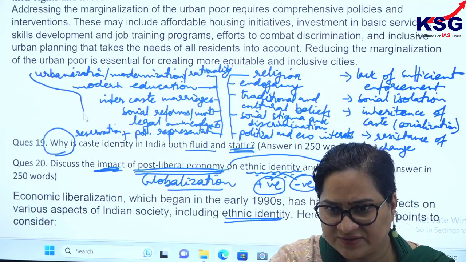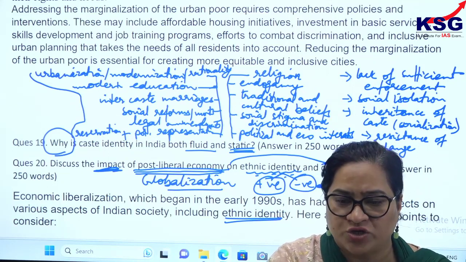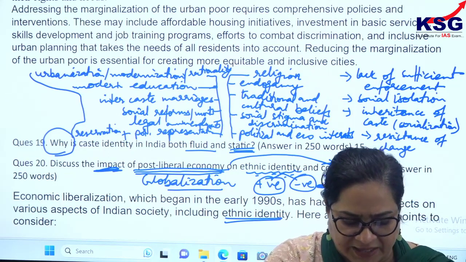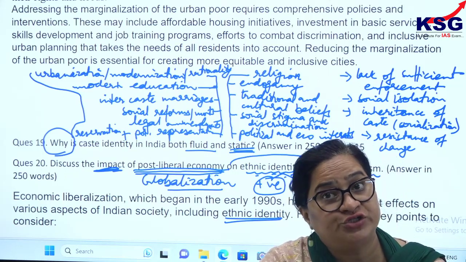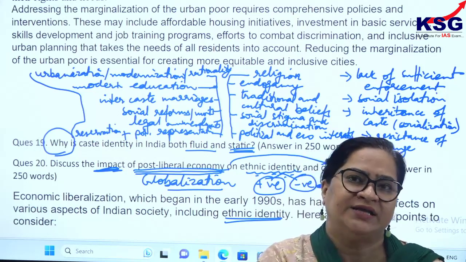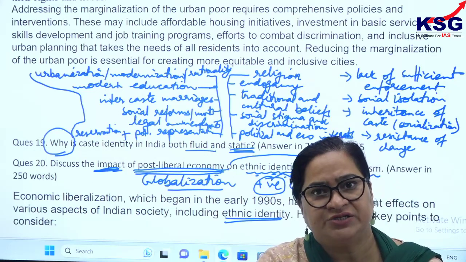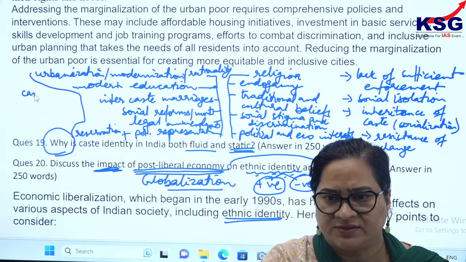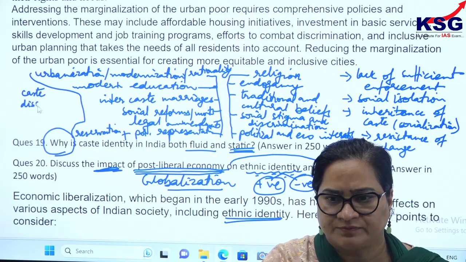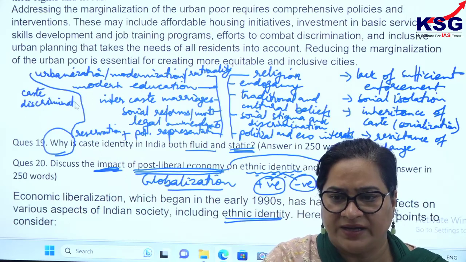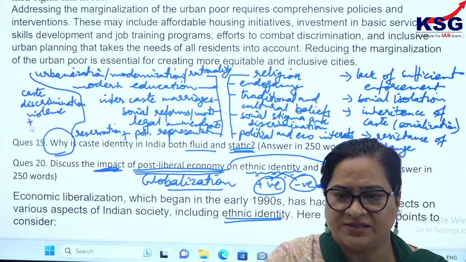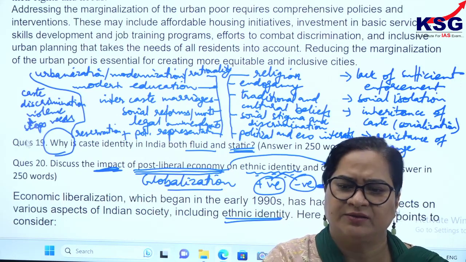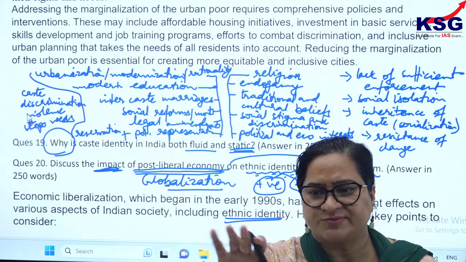And after this, in the conclusion, you can talk about the possibility that despite these so-called changes, caste-based discrimination and violence continues to exist and shape the identity of a modern individual, okay? So talk about caste discrimination and violence, plus the steps needed to do away with it. Very briefly, that's how you can discuss both the segments.